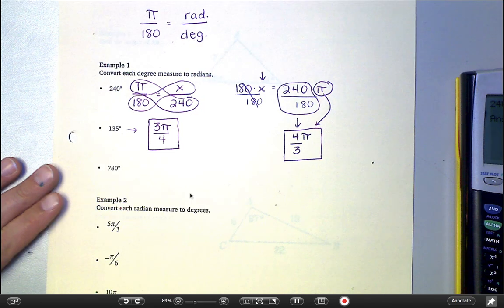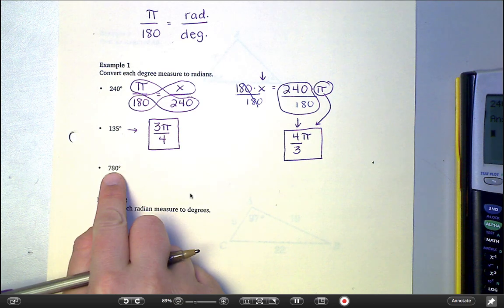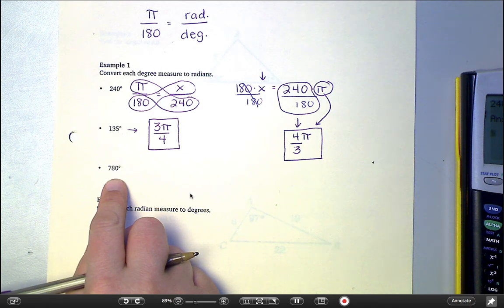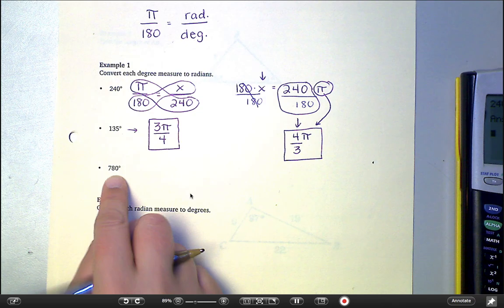780 degrees. We are not changing anything about our methodology here. I know a lot of people are going to want to start subtracting 360 to find out where that's at on the regular unit circle. I don't need to convert this to something smaller than 360 though. I want an angle measurement that's exactly equivalent to 780 degrees.